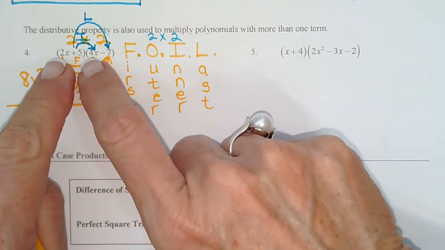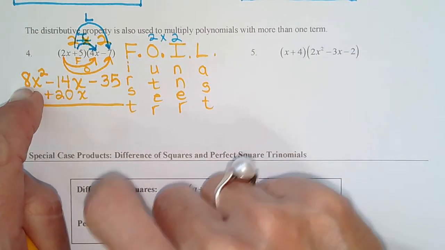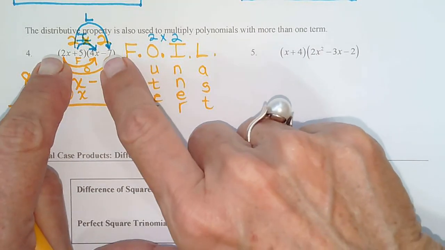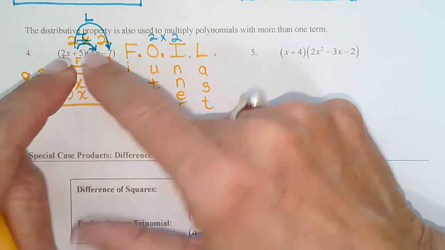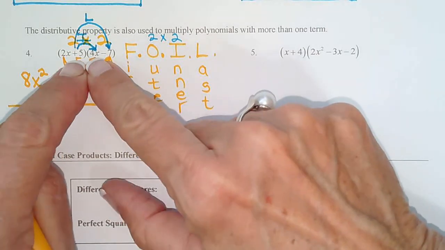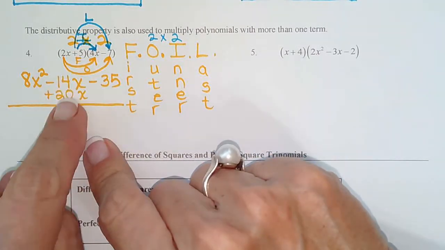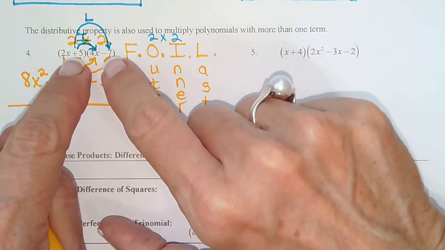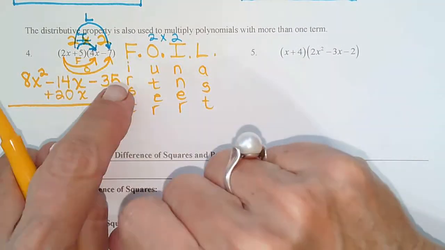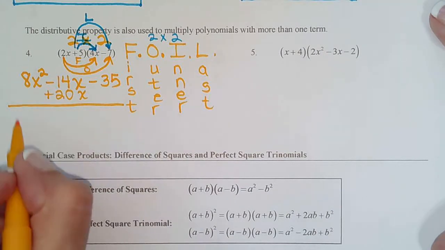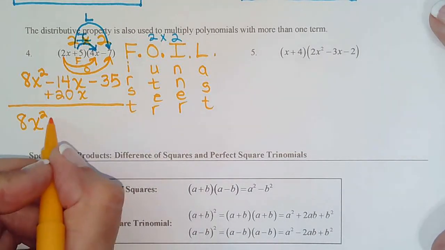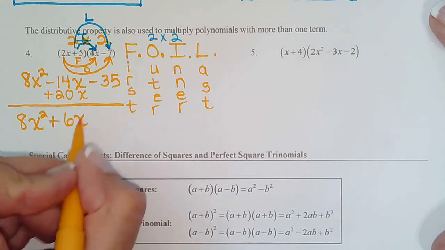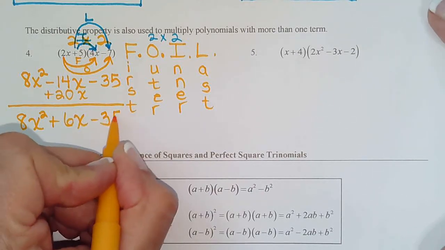So first times first, 8x squared. Outer by outer, negative 14x. Inner by inner, inner meaning they're inside, positive 20x, and I line those up since they're like terms. And last term by last term, negative 35. So then I combine like terms for my final answer. 20 minus 14 is positive 6x minus 35.